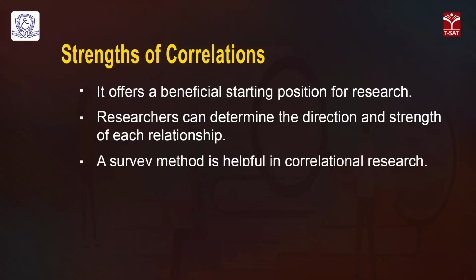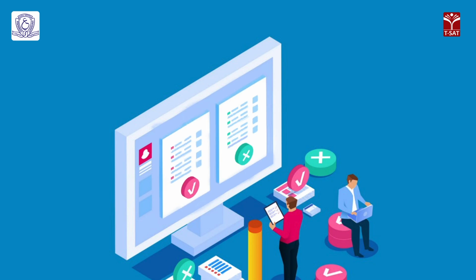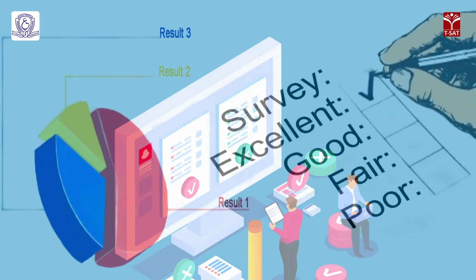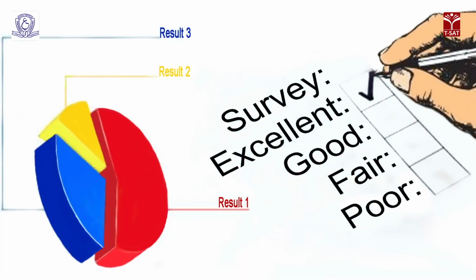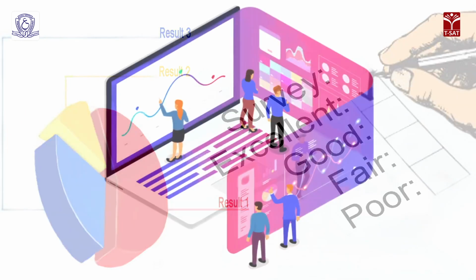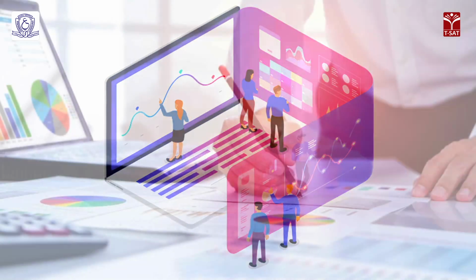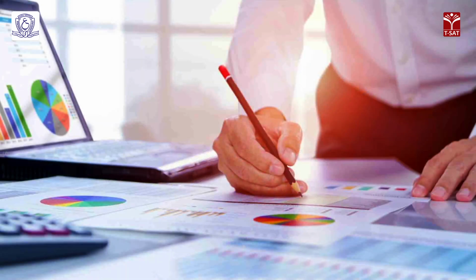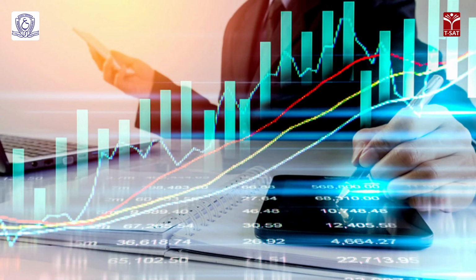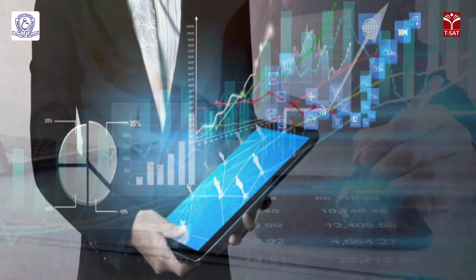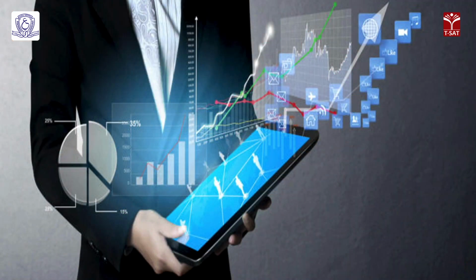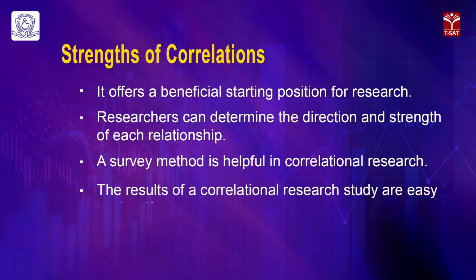A survey method is helpful in correlational research, as some correlational research study methods can benefit from the use of these surveys to collect information on a specific topic. Since the variables being studied still aren't under the control of the researchers, it can reveal the presence of a relationship between them. That makes it fast, easy and affordable to start looking for potential outcomes and results when studying specific contact points. The results of a correlational research study are easy to classify.